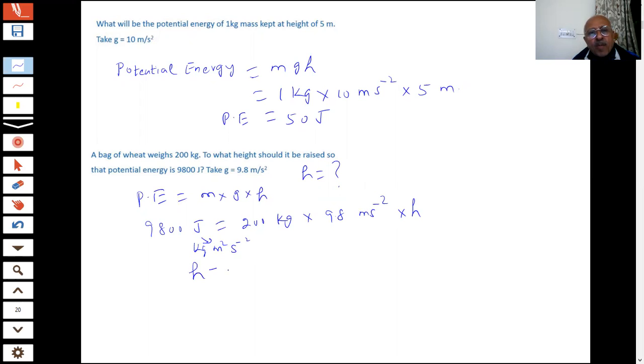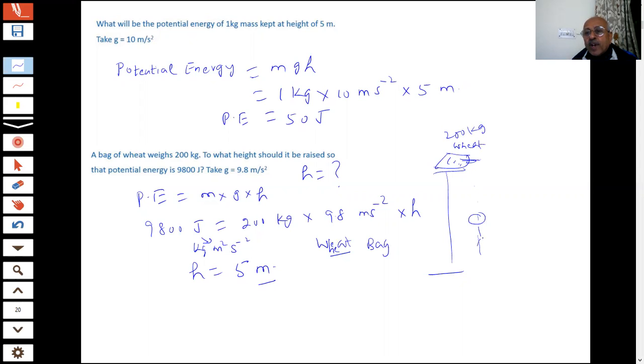How much is the height coming? 5 meter. Now you can see this was also 5 meter, and this is also 5 meter. But because the mass is 200 kg, students, this wheat bag has a lot of energy. If this bag is at a 5 meter height, student, this is your wheat bag, it has 200 kg of wheat. And if it falls on the head of somebody, this is your head, student, then what will happen? Tell me.